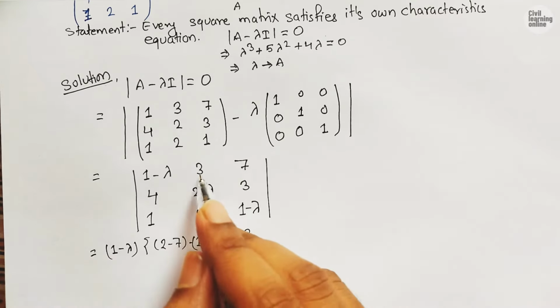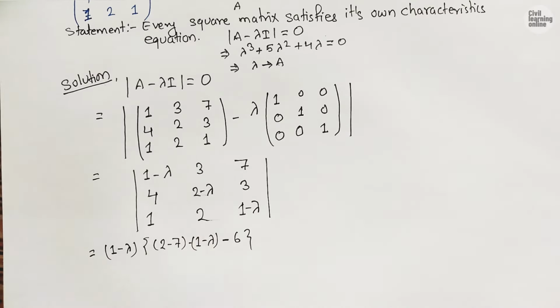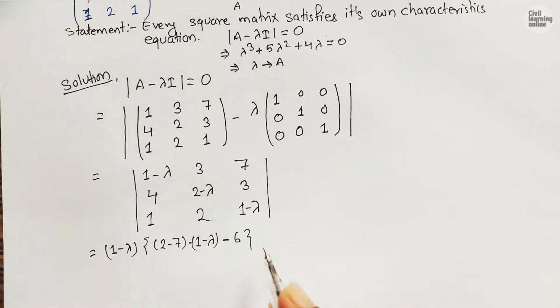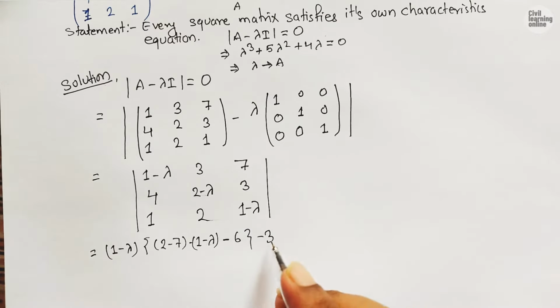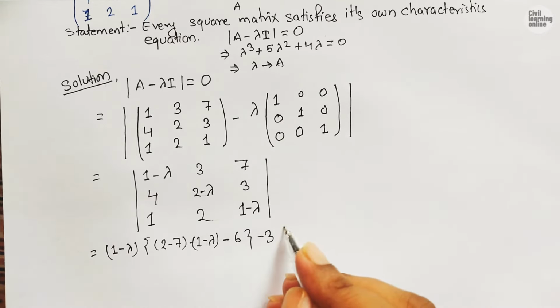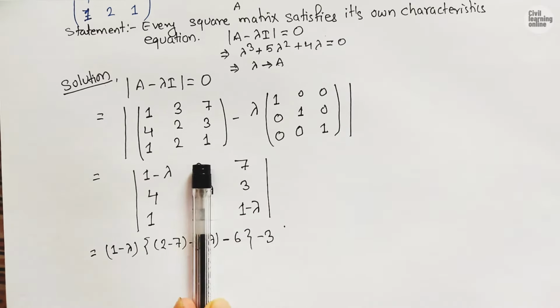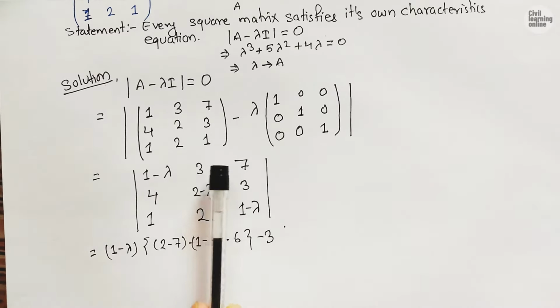Close the bracket. Similarly, we have the second element, that is 3. I am moving along the row, so we will write here minus 3, using the sign of cofactor. So minus 3 times, again start the bracket, minus 3 times, cover the row and column in which the element 3 lies.